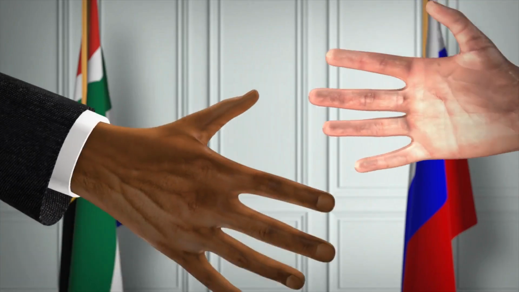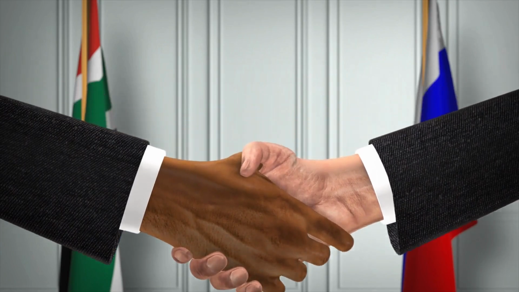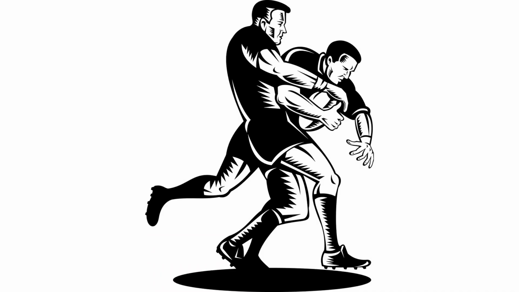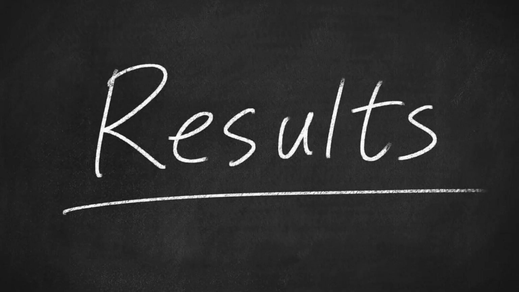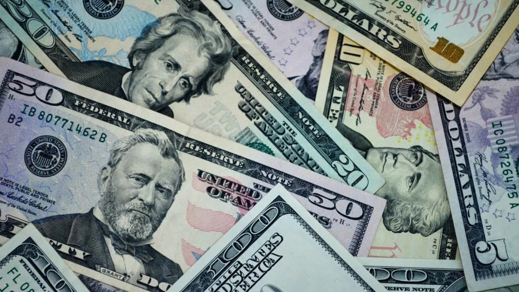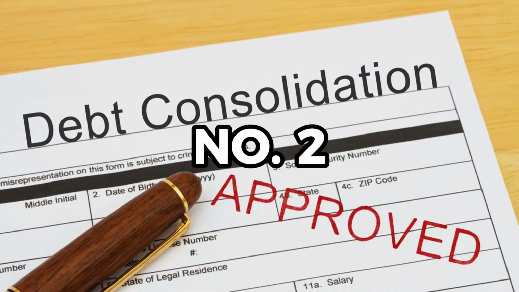Now, the debt avalanche is like dealing with an avalanche from the top. You tackle the loans with the highest interest rates first, regardless of the balance. This way, you might not see quick results, but you'll save more money in the long run because you're cutting down the high interest debt first. Number 2.